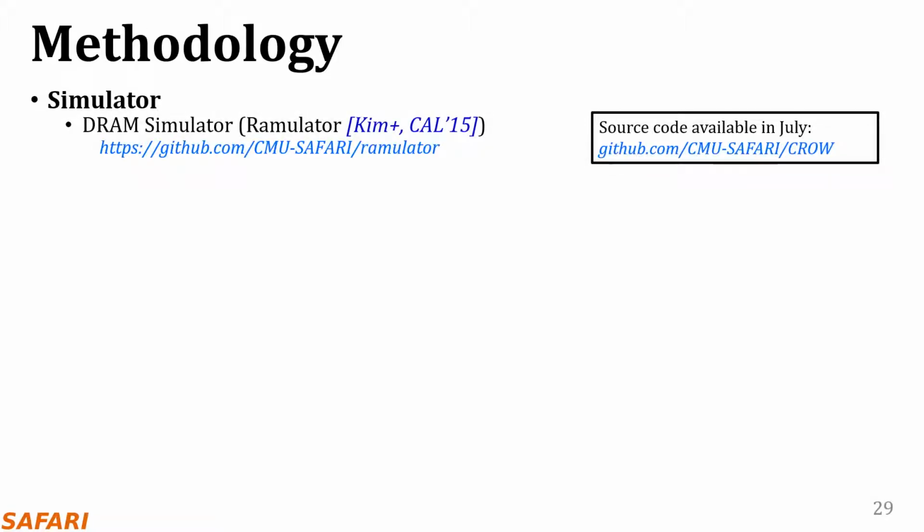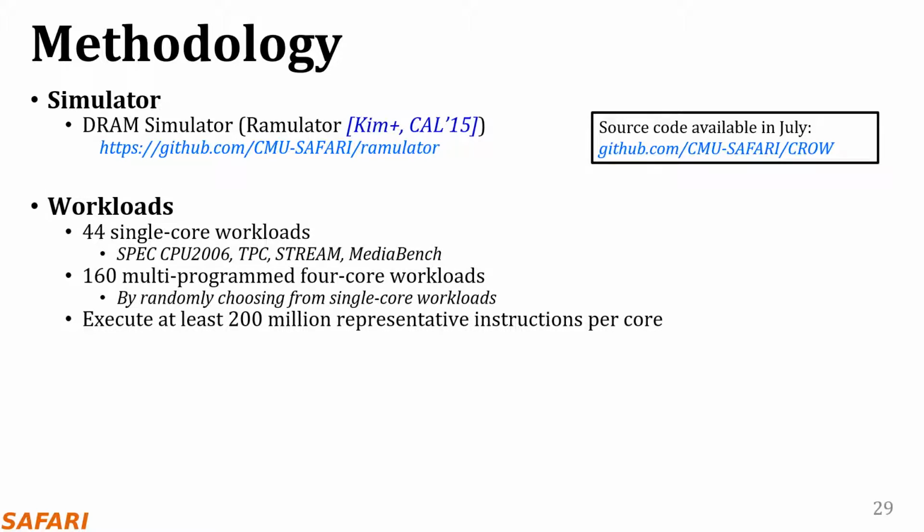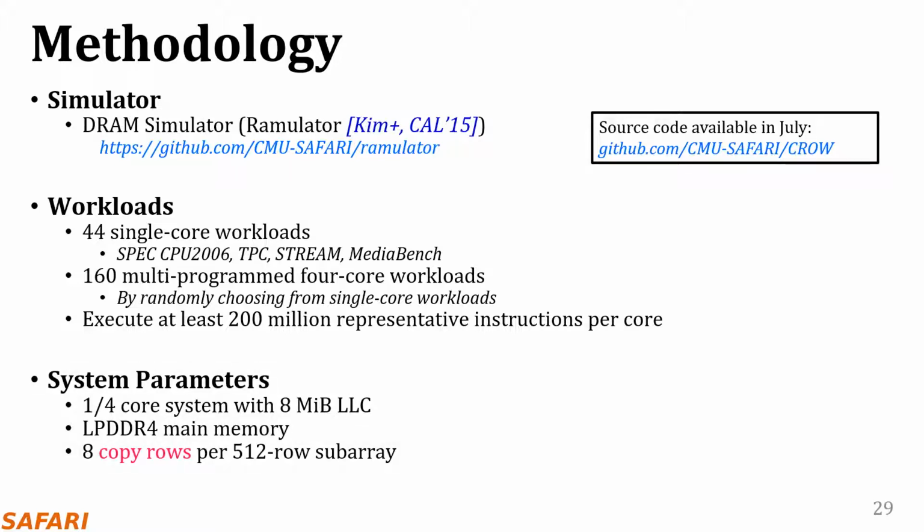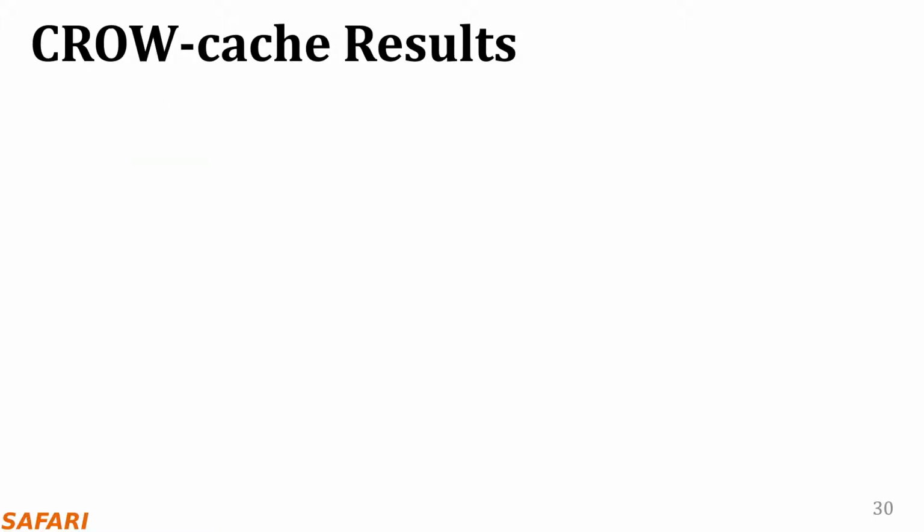To evaluate the Crow mechanisms, we used Ramulator, which is a cycle-accurate DRAM simulation tool. The source code of our simulation infrastructure will be available in July. We analyze workloads from 4 benchmark suites, including SPEC CPU 2006. These are the system parameters, and we implement Crow with 8 copy rows per subarray by default. Let me start with showing the performance and energy benefits of CrowCache.